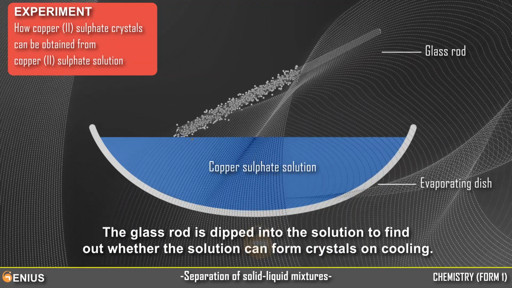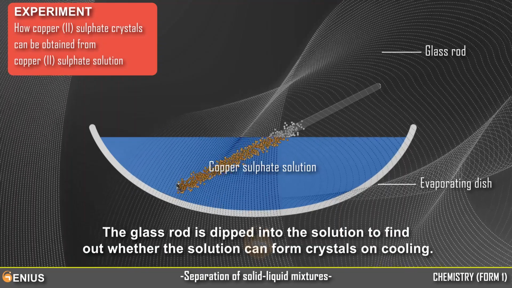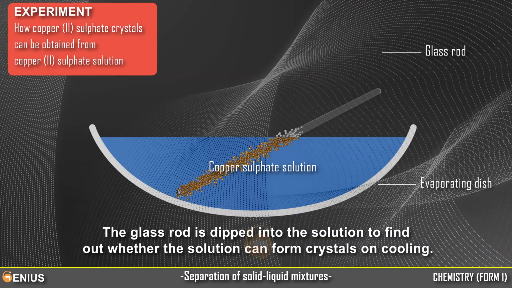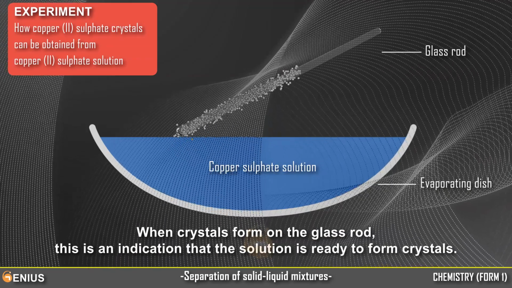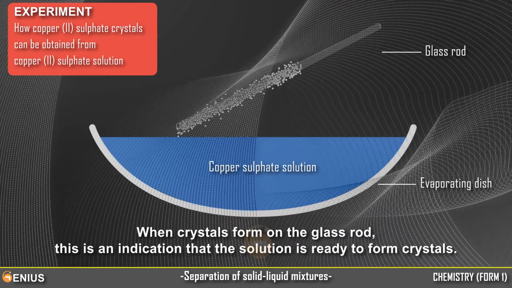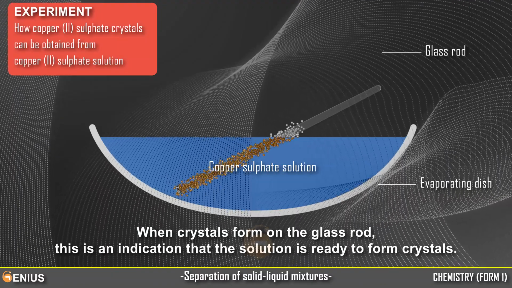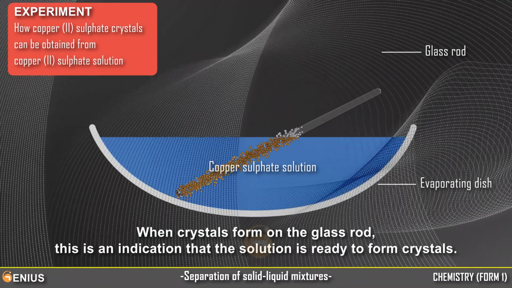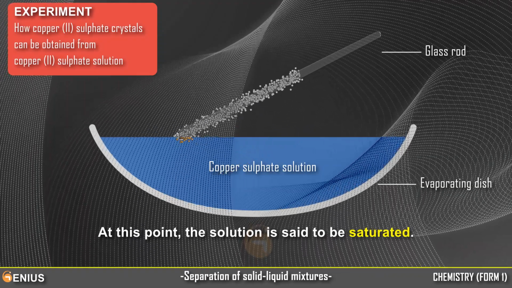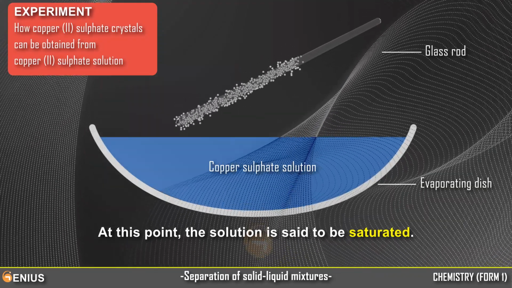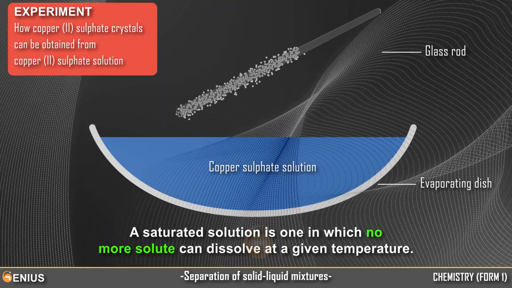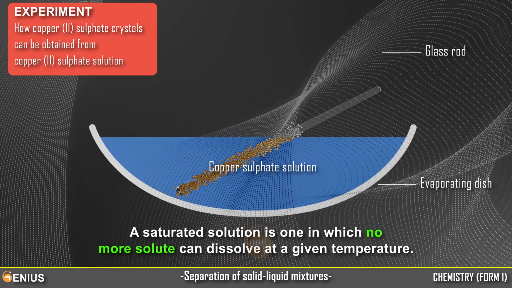The glass rod is dipped into the solution to find out whether the solution can form crystals on cooling. When crystals form on the glass rod, this is an indication that the solution is ready to form crystals. At this point, the solution is said to be saturated. A saturated solution is one in which no more solute can dissolve at a given temperature.